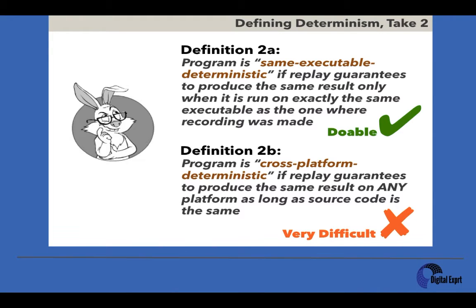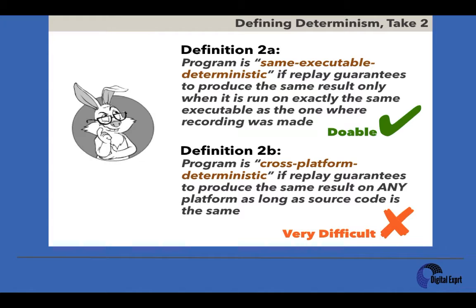Now this definition splits into 2A and 2B. 2A says that the program is same-executable deterministic if replay guarantees to produce the same results only when you run it on the exact same executable as the one the recordings were made on. So exact same configuration, infrastructure and everything else.